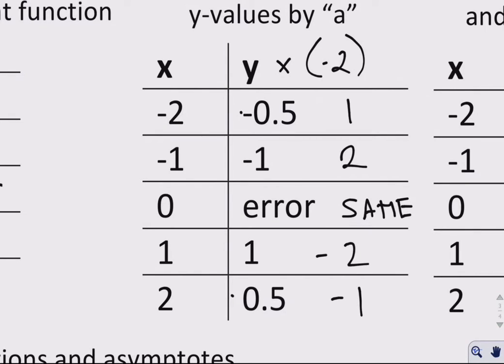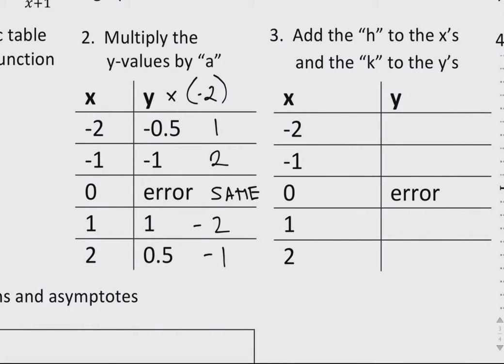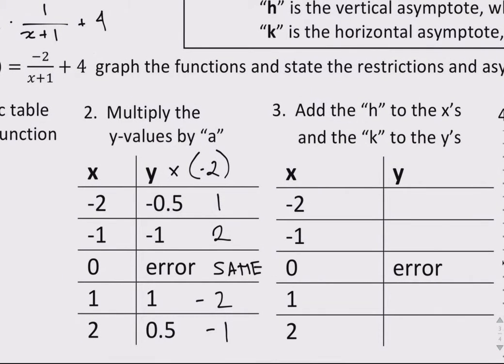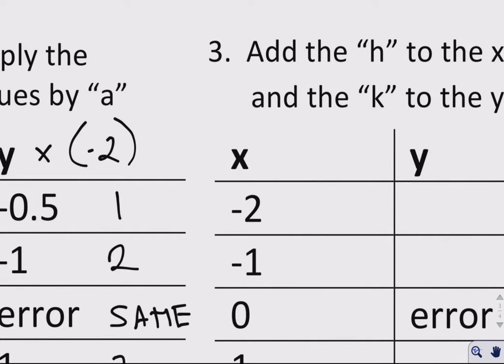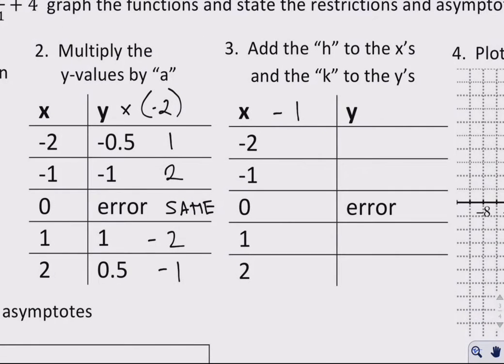So in the next and final step, before we graph, we apply our transformation. In this case, we are subtracting 1 and adding 4. So subtracting 1 from the x's and adding 4 to the y's. What does that do? Well, the x's become -3, -2, -1, 0, and 1. The y's become 5, 6, the error remains the same, 2, and 3.